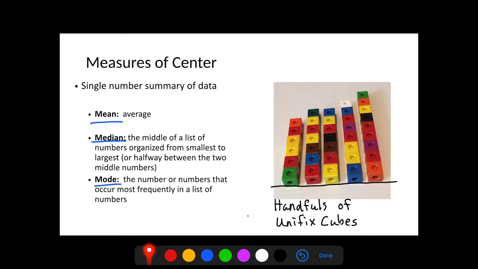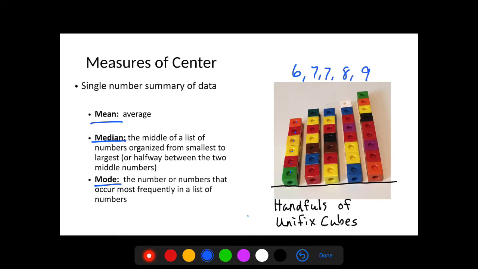Over here on the right, I have what I would call a real graph, where I've literally constructed a graph out of my objects. It resembles a bar graph because I have the unifix cubes, and I can use it to organize my data, and then I'll do some analysis here at the measures of center. I have 1, 2, 3, 4, 5, 6. I'll count the number of cubes in my towers.